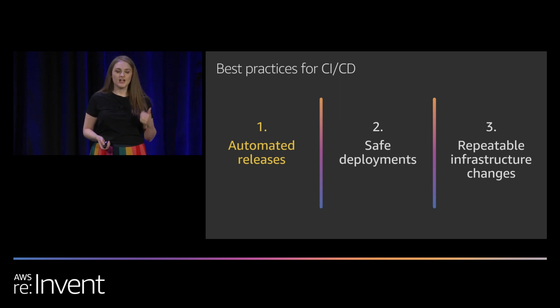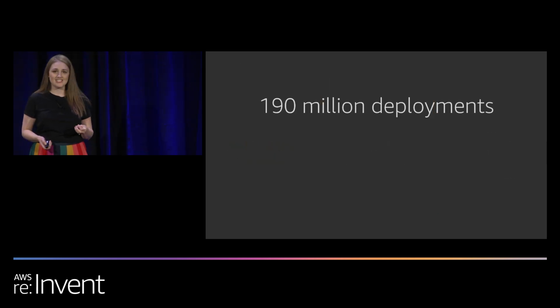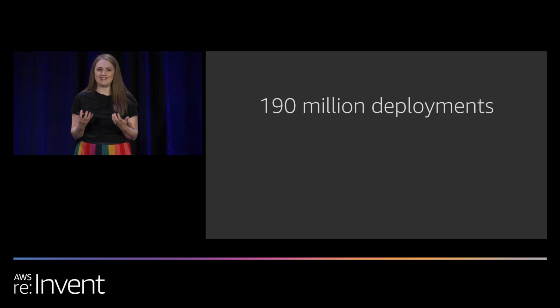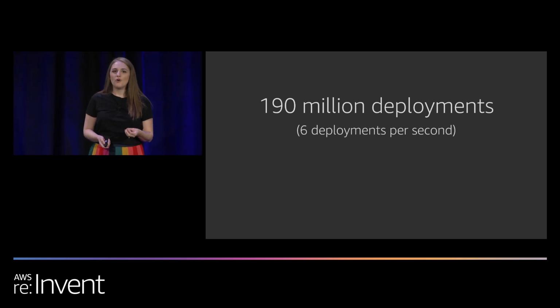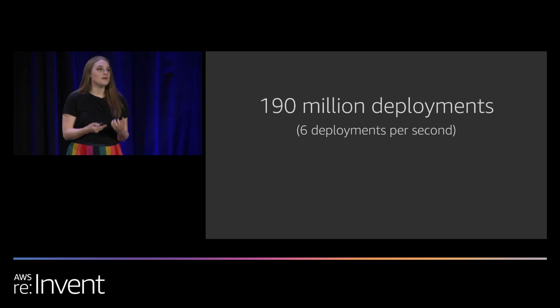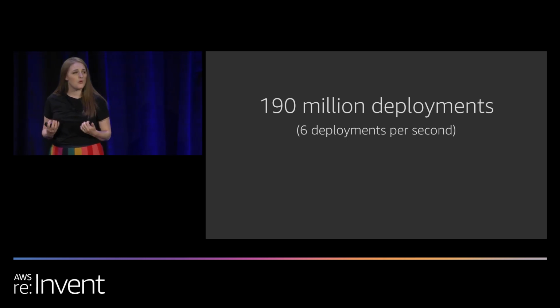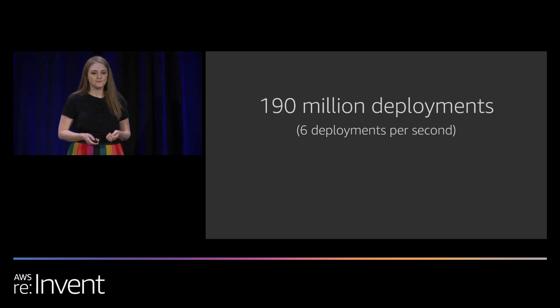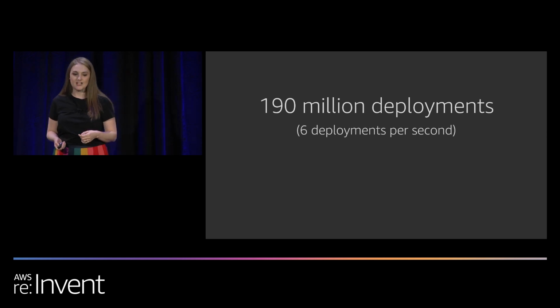At Amazon, we counted up all the deployments we do recently, and in the previous 12 months when we counted, we had done 190 million deployments. This is kind of a mind-boggling number. This is more than 6 deployments per second. We don't have 190 million engineers at Amazon, so we've had to automate these deployments. We've had to embrace CI/CD and automated releases in a big way in order to achieve this velocity. So what I want to do is show you what a pipeline looks like inside of Amazon so that we can achieve these 190 million deployments.